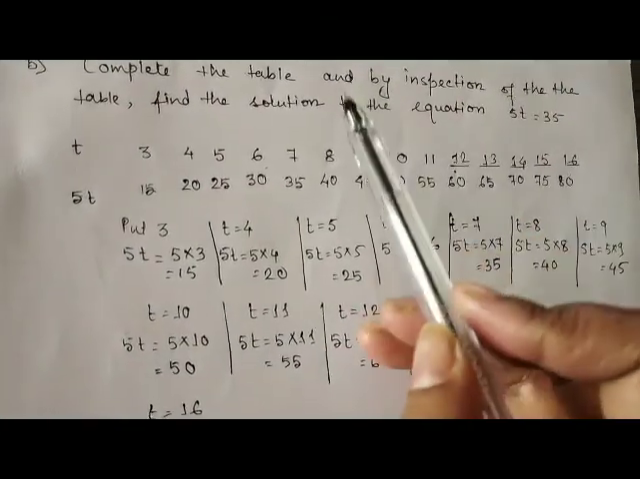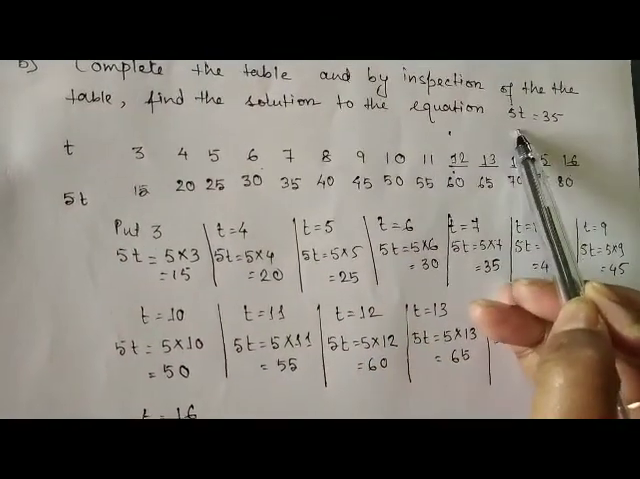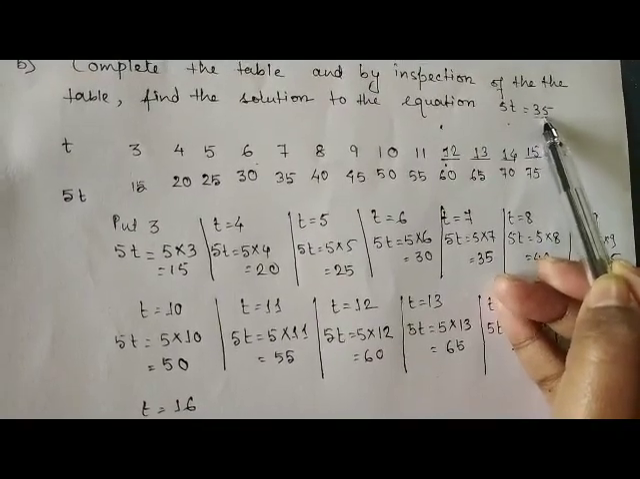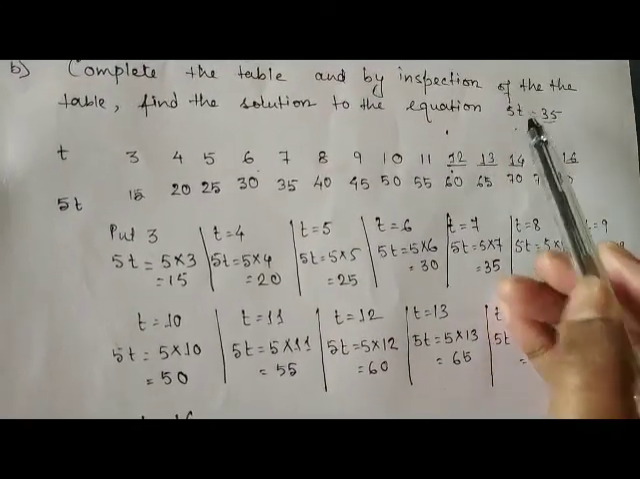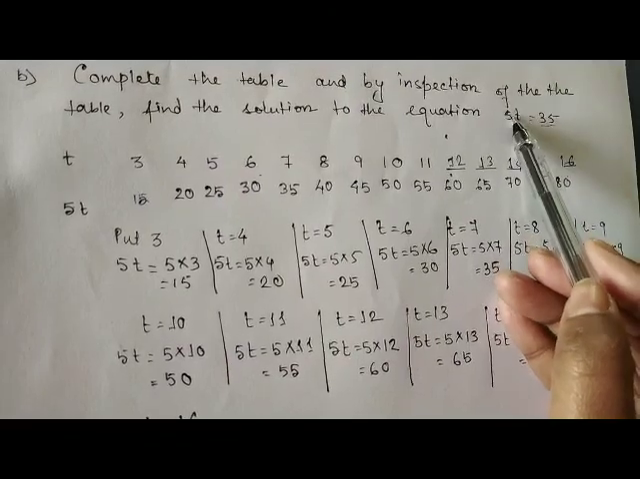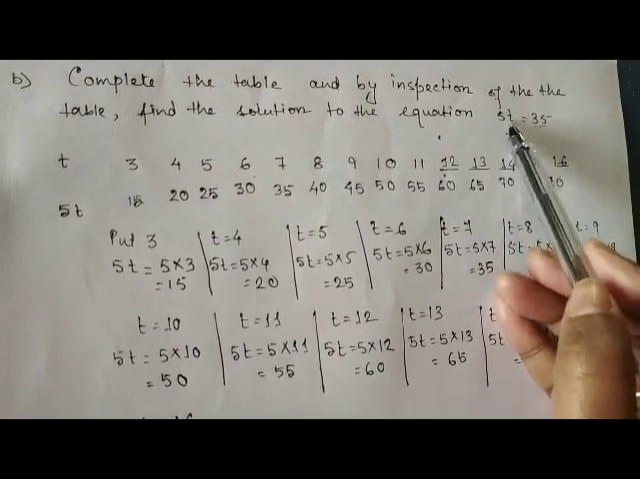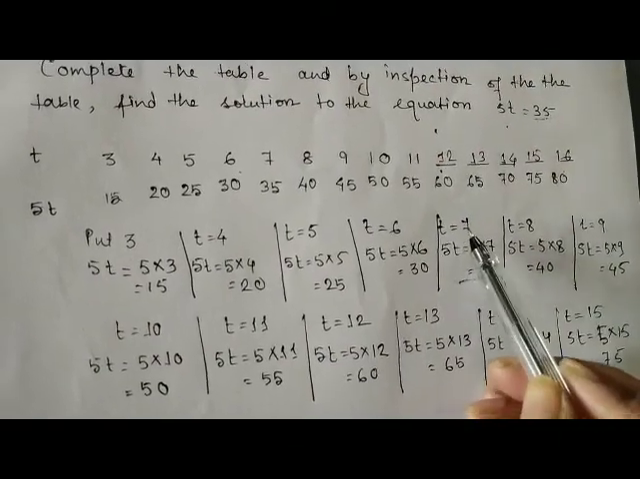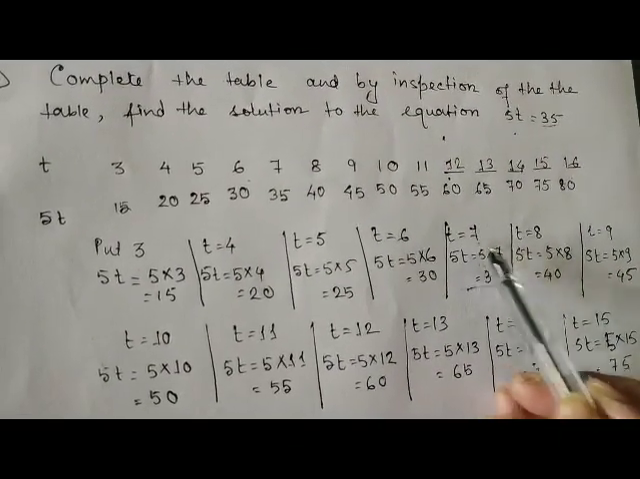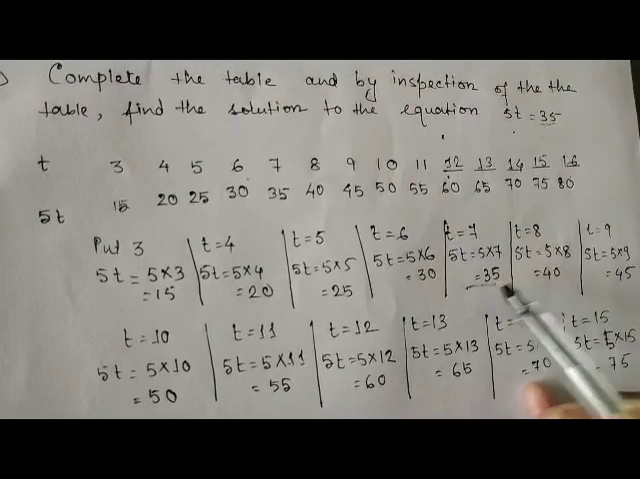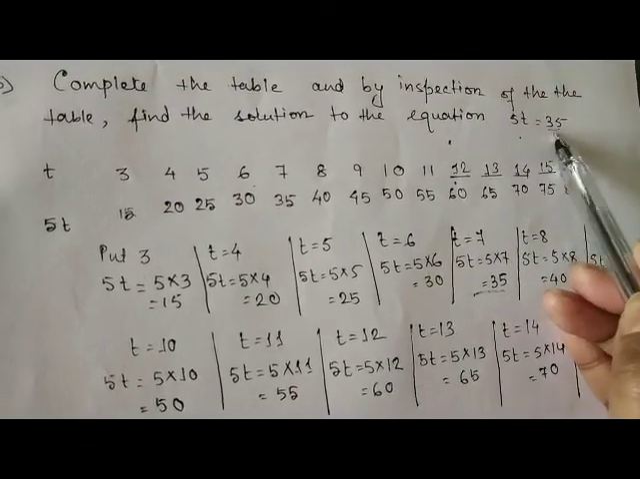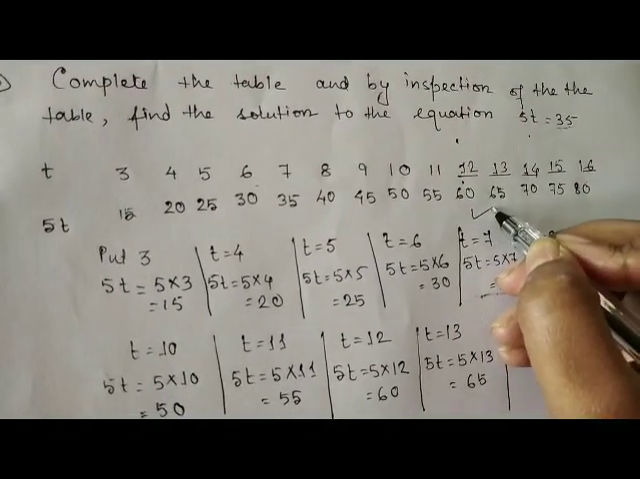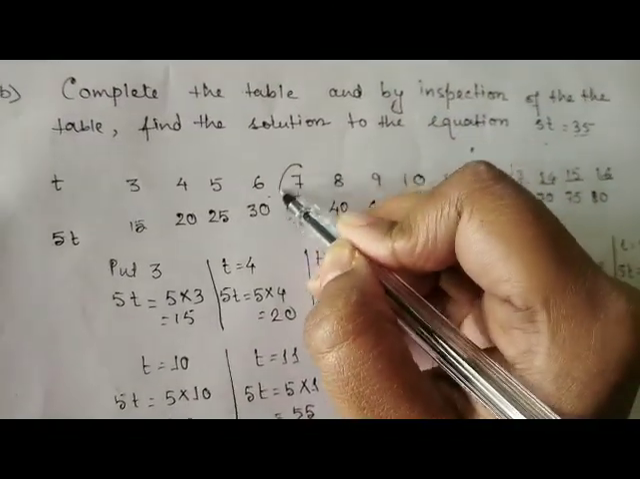Now we have to find the solution to this equation. Now see here, on the right hand side 35 is there. Now we will check from the table which value, if we put here, gives 35. So if you see here, when the value of t is 7, at that time we are getting 35, which matches the value on the right hand side. So the value of t will be 7.